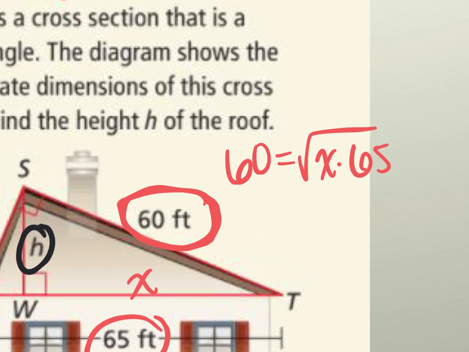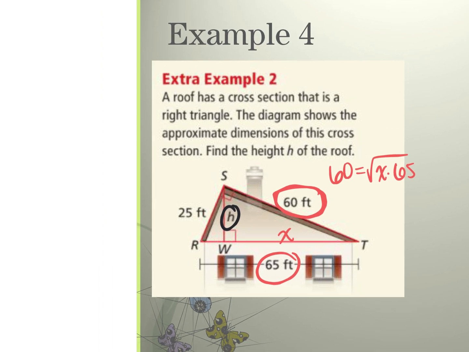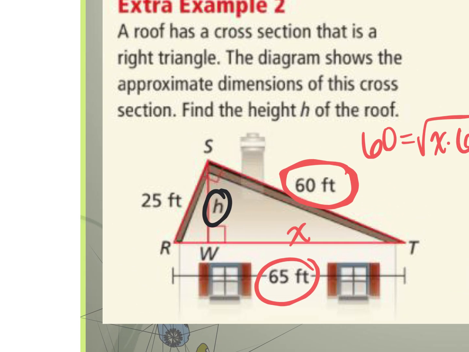Why aren't we doing 25? You could also do that. What would it be to set up for 25? 25 equals the square root. Let's pick a different variable. Let's say it's y over here. y times what? 65.